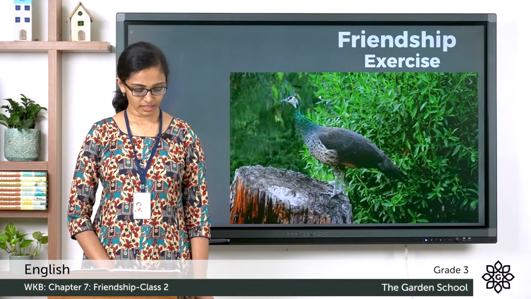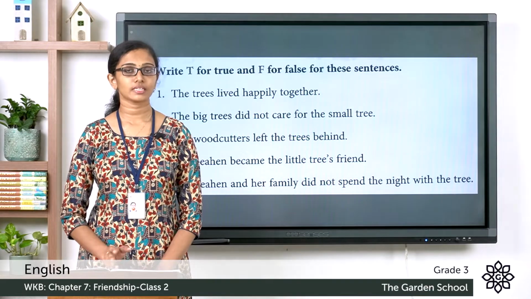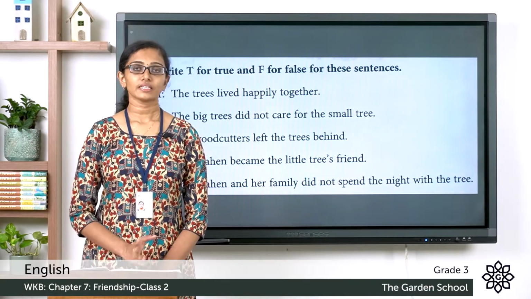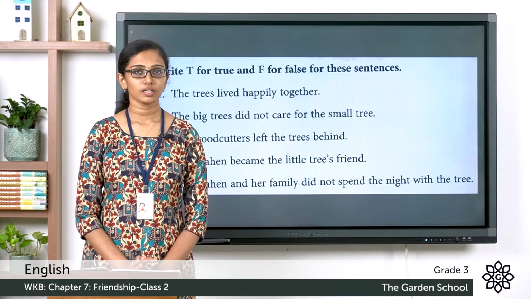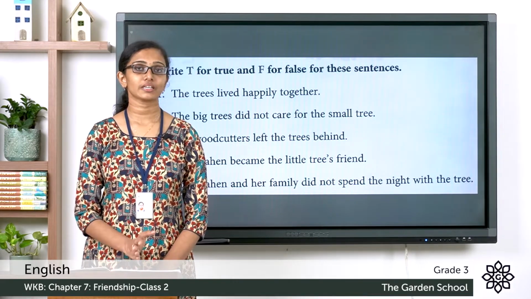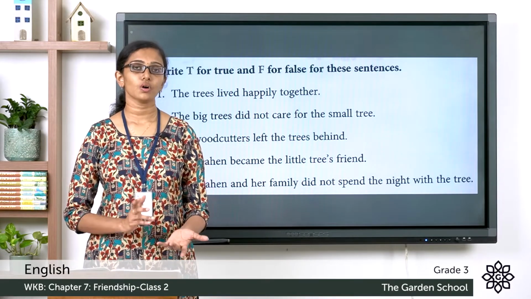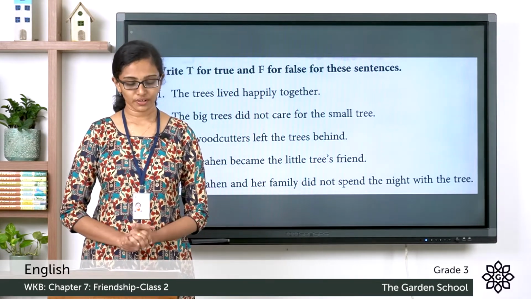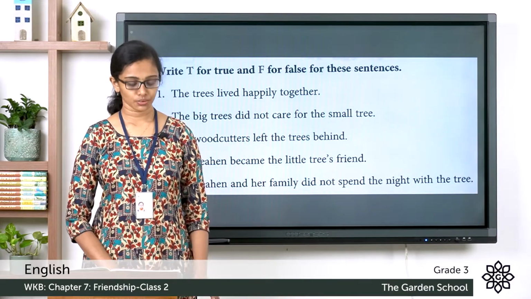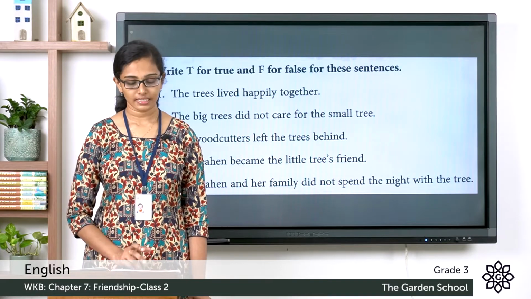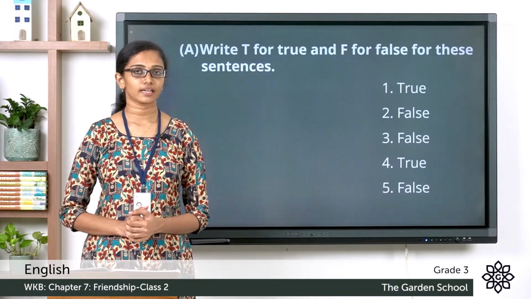The first section is to write T for true and F for false for these sentences. So you can see 5 sentences are given here. Based on the story, you have to mention whether the sentences given here are either true or false. You can write T for true or F for false. So the first one, the trees lived happily together. Is it a true statement or a false statement? Yes, that statement is true. So you can write T in the space provided there.